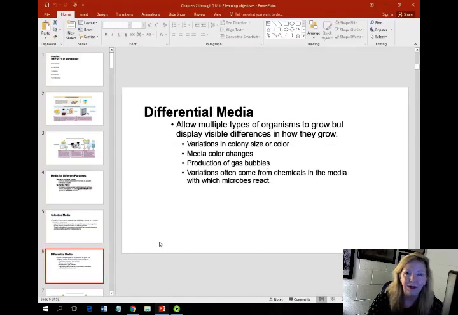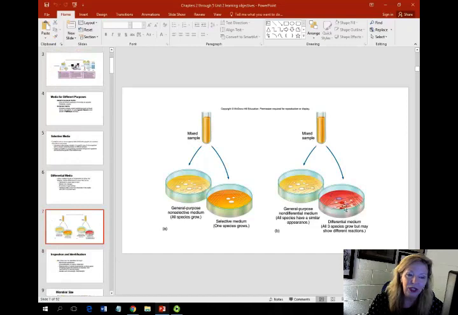Differential media is media that is usually selective as well as differential. And differential means that when you're looking at the microbes growing on the plate the next day, you can differentiate them. They look different from each other. Some of them may appear a certain color where the others don't have that color. Or some of them may be hemolyzing.